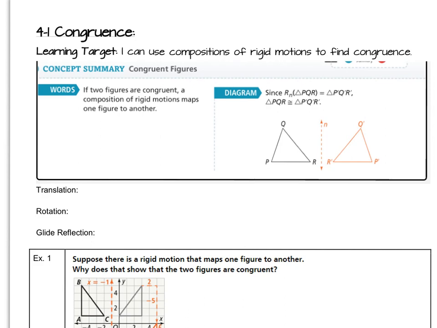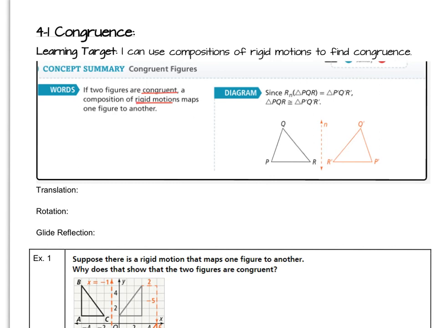Topic 4 is titled Triangle Congruence. In lesson 4.1, we're going to review rigid motions that allow us to write congruent statements. It says if two figures are congruent, a composition of rigid motions maps one figure onto another. We talked about several types of rigid motions, so we're just going to do a quick review in 4.1.